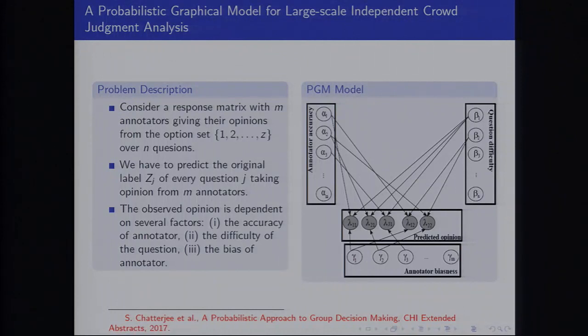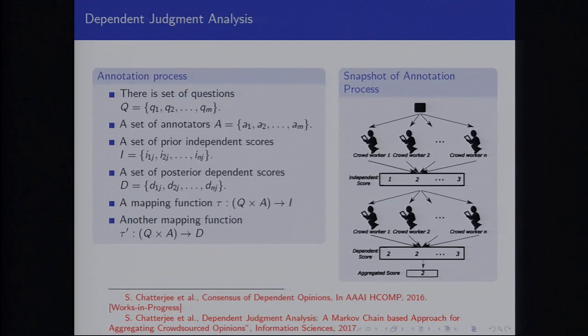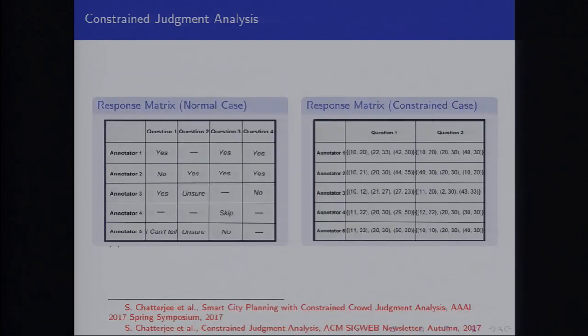Whatever models I have discussed so far are for independent crowd opinions. But there are many real-life problems where one annotator can see others' opinions before posting his own opinion. This includes some bias when he is giving his own opinion. So we are introducing this new type of judgment analysis model, which we call the dependent judgment analysis model. And again, we have introduced another new paradigm of judgment analysis, called constraint judgment analysis.